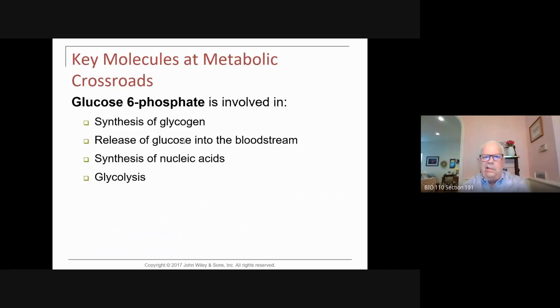G6 phosphate is involved in the making of glycogen. Whenever you make glycogen, if you need sugar, glycogen is broken down. So without glucose 6-phosphate, you can't make glycogen, and therefore you have no source of glucose when you need it. It is also important in the synthesis of nucleic acids, RNA, DNA, and it is involved in glycolysis.